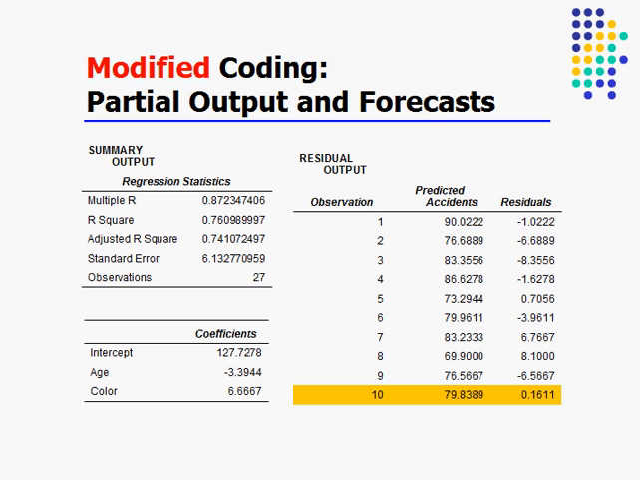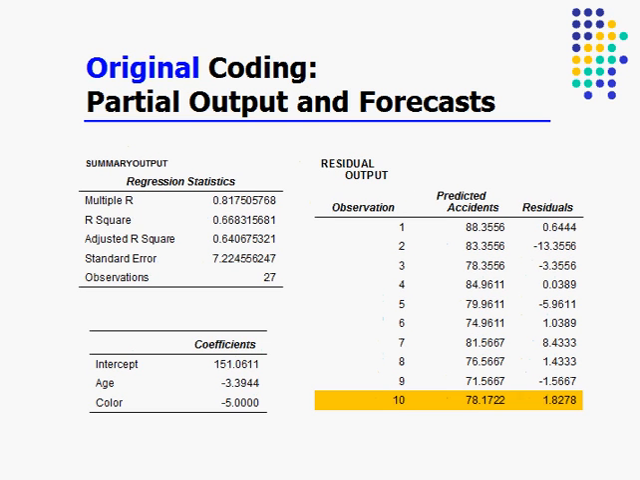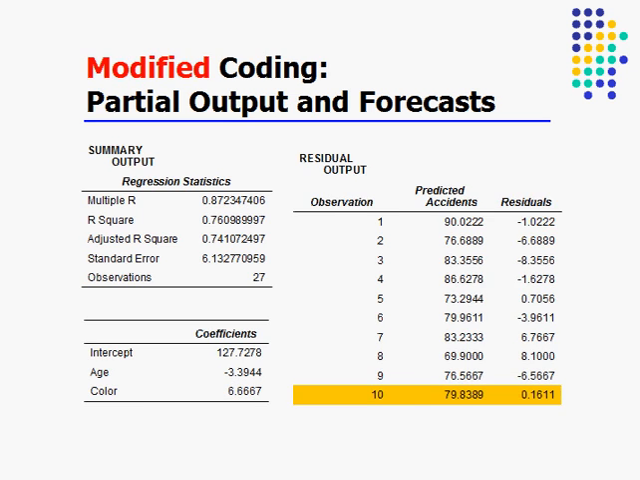Now, the coefficient on color is 6.6. If color is 1, we have a value of 6.6. If color is 2, we double that value. And you can see that observation number 10 on our predicted value is different in either case. We have a 79.8 on the second type of coding, and if we go back, we have a 78.172 on our original coding. So what does that mean we should do?